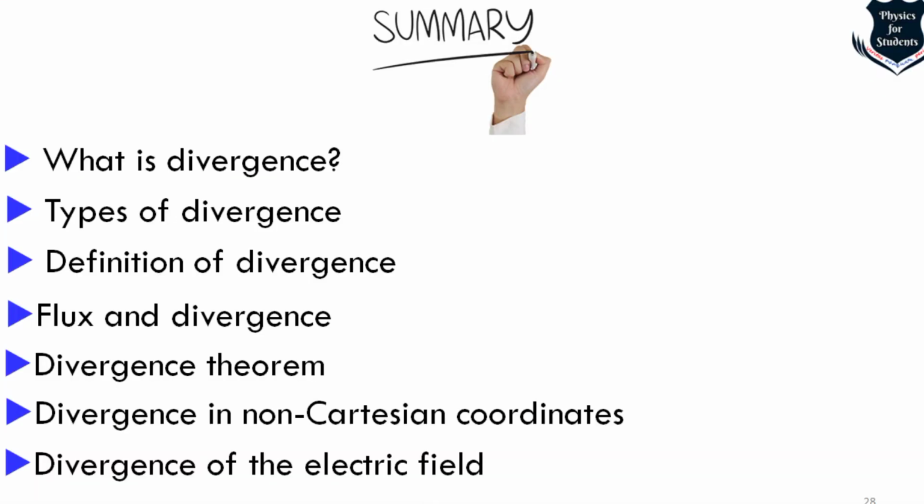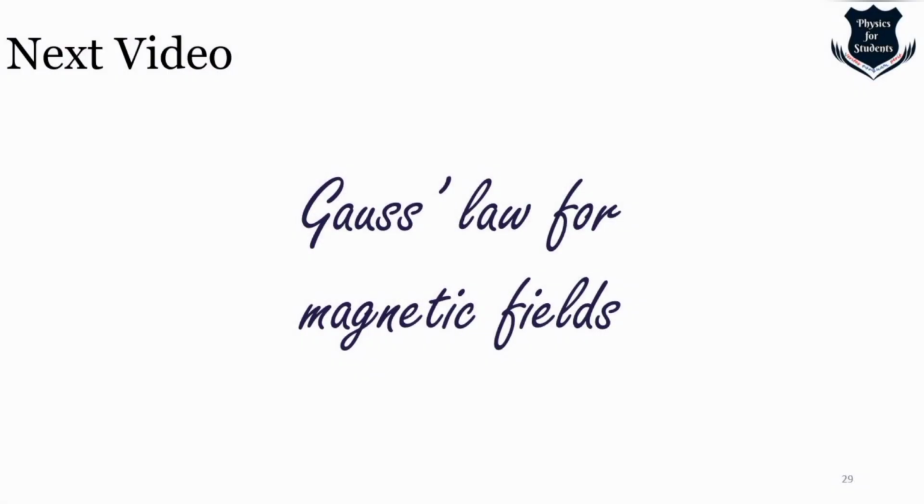So let us find out what we have learned in this. We have learned what a divergence is, the different types of divergence, and the definition of divergence. What is the flux of a divergence? What is the divergence theorem? Divergence in non-Cartesian coordinates, and divergence of the electric field. Considering all those things, this concludes our discussion on divergence. I have tried to give non-mathematical and mathematical concepts of divergence, with pictures and others. The next topic of our discussion is Gauss's law for magnetic fields.